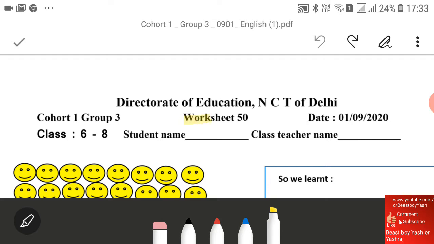So today we will discuss worksheet 50. It is scheduled for September 2020. It is for class 6 to 8. There you have to write your name. There you have to write your class teacher's name.